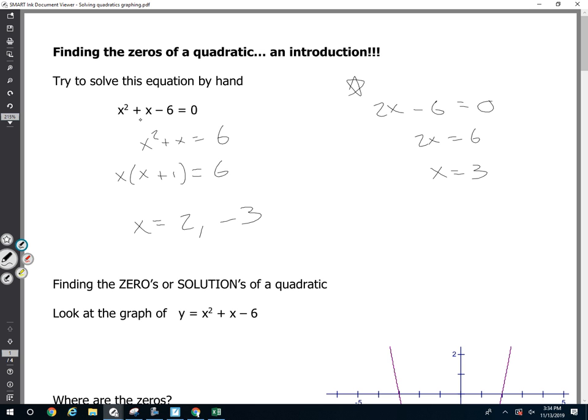This is not effective. This is not helping us. With quadratics, when we have x squareds and x's, we can't solve by trying to isolate x. It's just not helpful. We end up guessing and checking. x times x plus 1 equals 6. I never want a product set equal to a number. That doesn't help us. We will want products, though, but we want products set equal to 0.